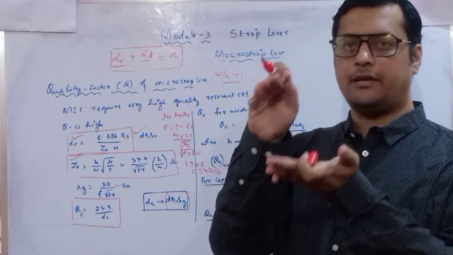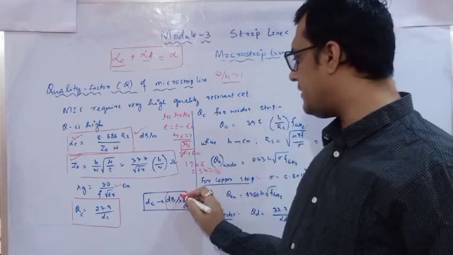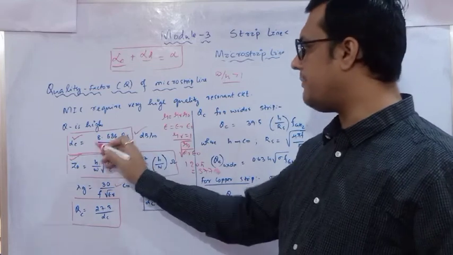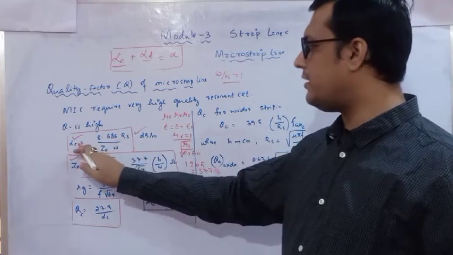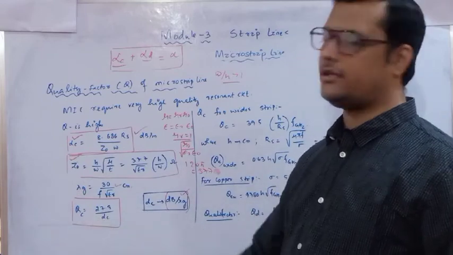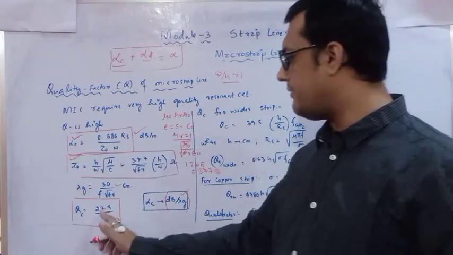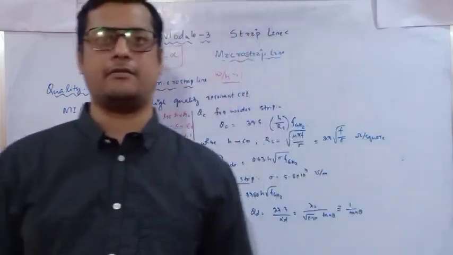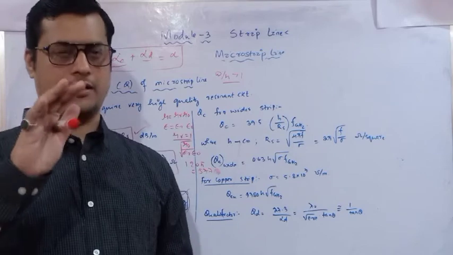So your guided wavelength needs to be divided. Here I have written the unit dB per guided wavelength. Whatever alpha c you are getting, you have to divide alpha c by lambda g and substitute in this equation, that is 27.3 divided by alpha c. So this is the quality factor with respect to the conductor, the upper conductor, the metallic plate.